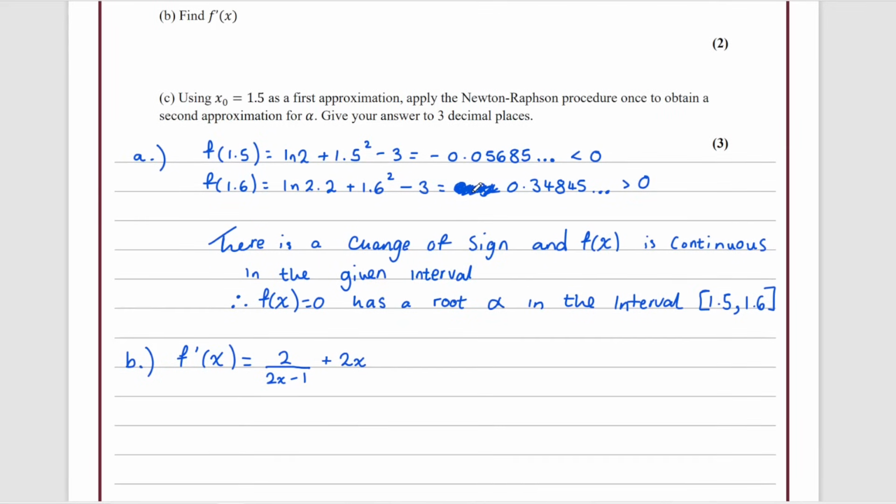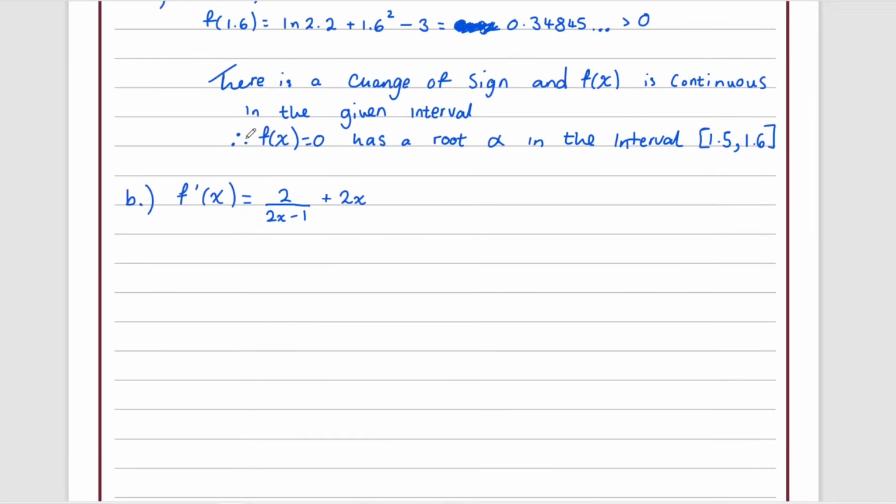Nice and straightforward. Now for part C, it says using x0 equals 1.5 as a first approximation, apply the Newton-Raphson procedure once to obtain a second approximation for alpha, giving your answer to 3 decimal places. Let's just start by stating the formula for the Newton-Raphson procedure. Don't forget this is given in the formula booklet, but you don't have to worry about memorizing this. We've got x n plus 1 equal to x n minus f of x n all over f prime of x n.